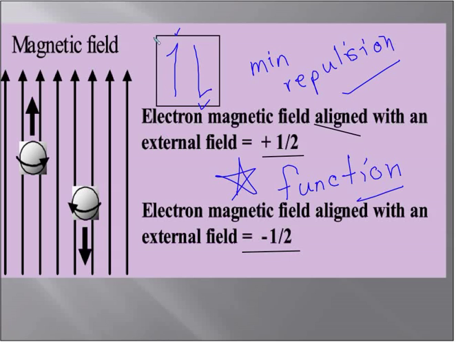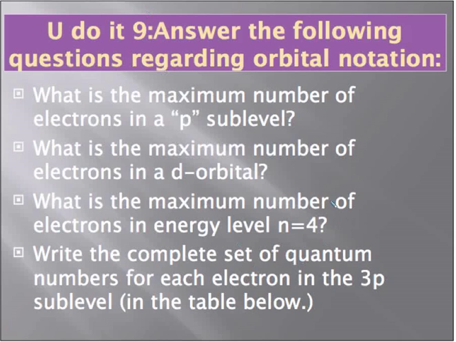Now, let's take a look at some examples. This is You Do It 9, so that's where you should be in your notes, is on You Do It 9. I should change these to We Do It. So we're on number 9.